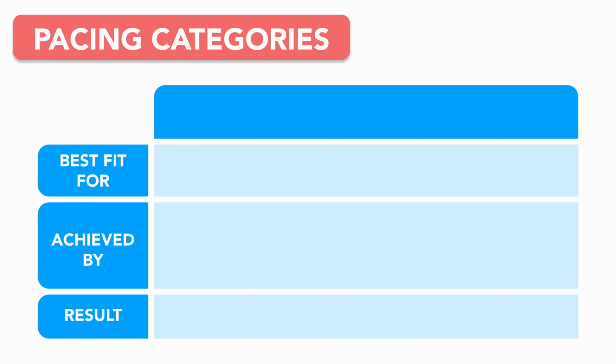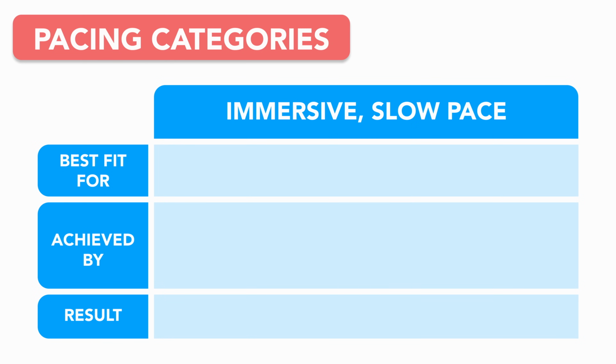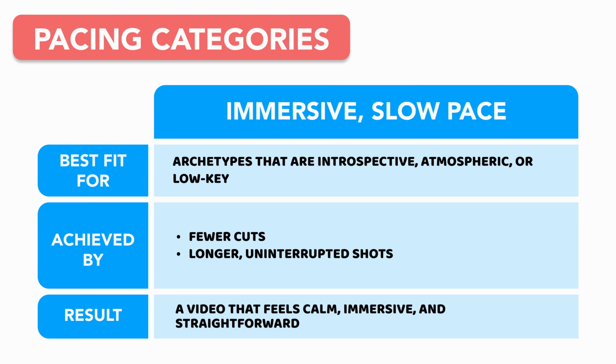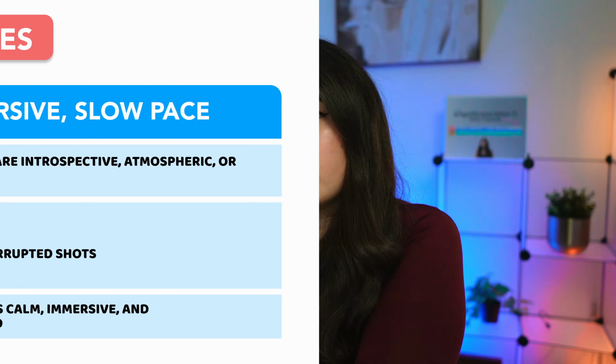And finally, we have the immersive slow pace, which is a great fit for archetypes that are introspective, atmospheric, or more low-key. It's achieved with fewer cuts, allowing moments to feel more natural and unforced, and longer uninterrupted shots that let the viewer settle into the experience. This pacing creates videos that feel calm, immersive, and straightforward, inviting viewers to sit with the content rather than rushing through it. And if you're not sure which pacing category is the right fit for you, experiment.